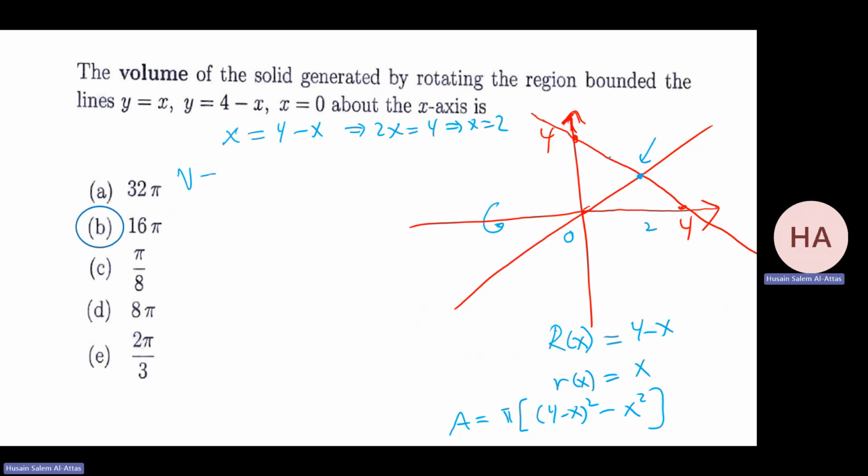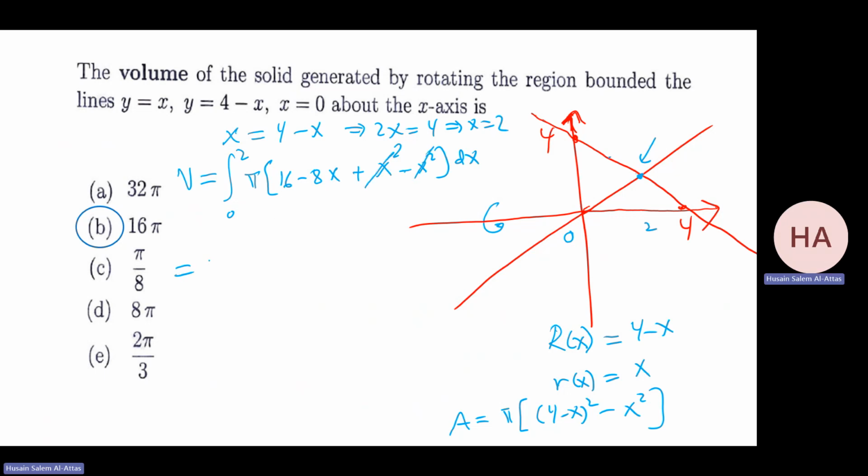So what is the volume? Integral from 0 to 2 of this, pi times, what is this? 16 minus 8x plus x squared minus x squared dx. So that gives me, this is cancelled.